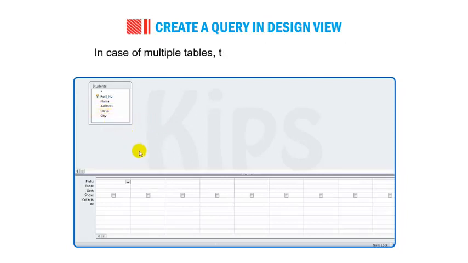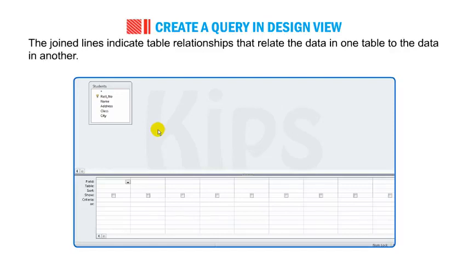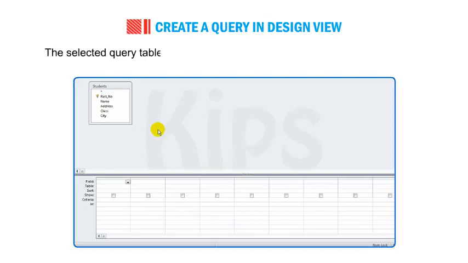In case of multiple tables, the field lists are joined by a line. These join lines link key fields that share the same field name. The join lines indicate table relationships that relate the data in one table to the data in another. The selected query table displays a list of fields which you can add to the query.